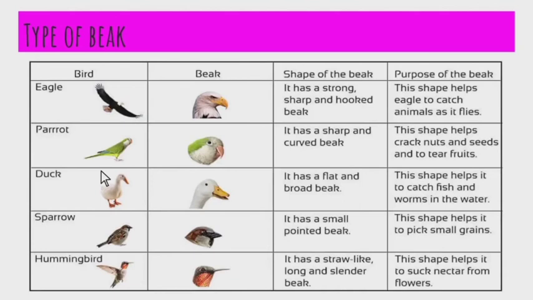These are some types of beak. Do you know eagle? Yes. It has a strong, sharp, and hooked beak. So they use this kind of beak to catch animals as it flies. Next, parrot. It has a sharp and curved beak. This enables them to crack nuts and seeds and to tear fruits.